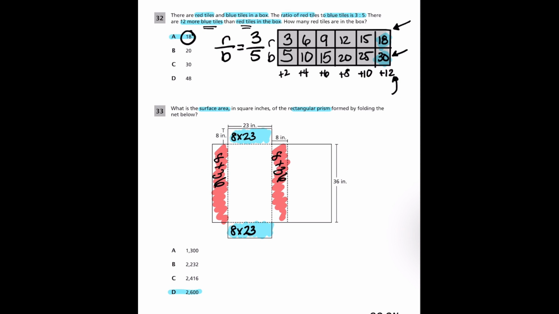And my last one is 23. So I'm looking here. 23. So this part is 23 by 36. So I'm going to rewrite those again into that nice simple way. So I have 2 times 8 times 23 plus 2 times 8 times 36 plus 2 times 23 times 36.